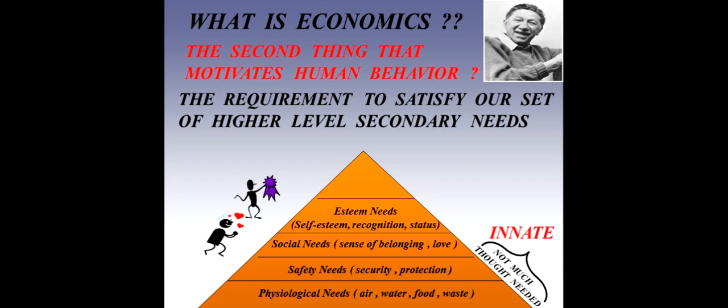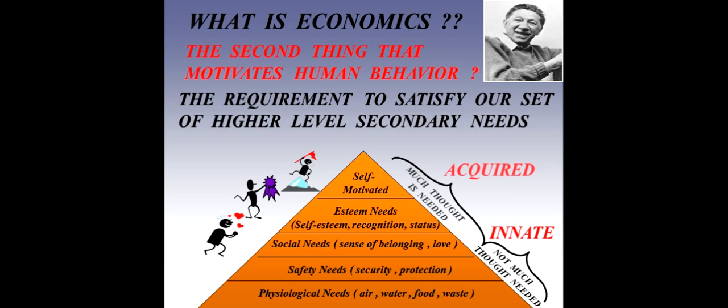Maslow said once we start to address our social needs and satisfy them, it helps to satisfy our esteem needs. Now, esteem needs are very closely related to social needs because to have recognition and status, let's say, within a group, you need to have developed that sense of belonging and connection to the other people in the group.